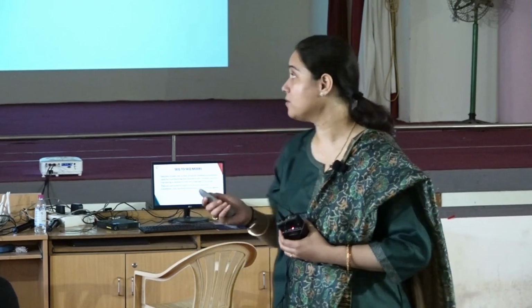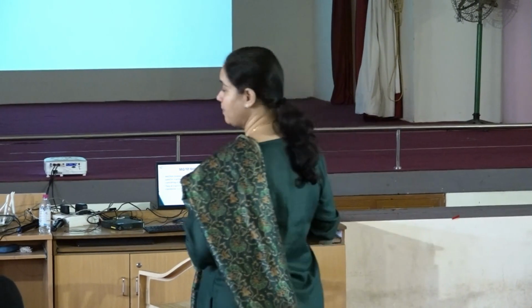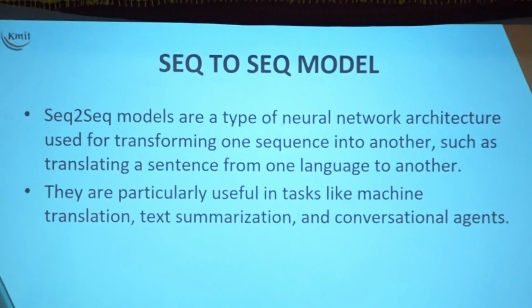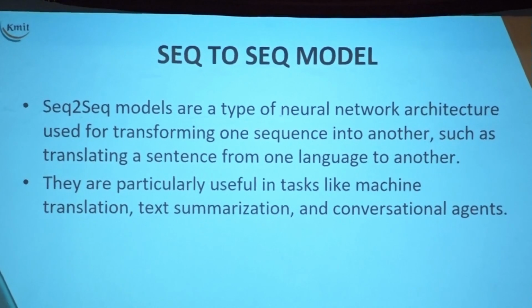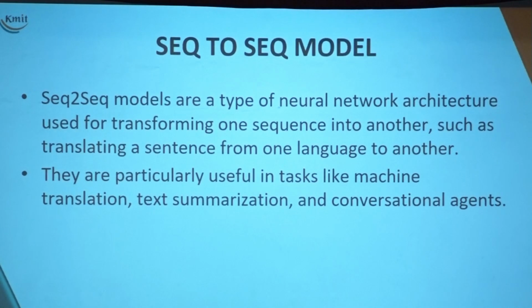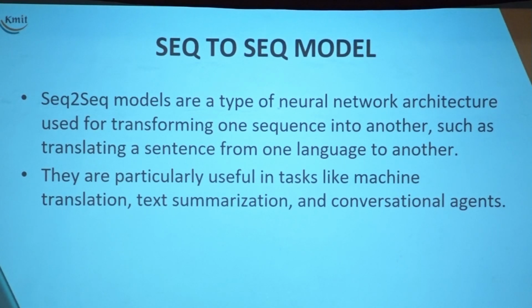Okay, so sequence to sequence models are also a type of neural network architecture which are used for transforming one sequence into another. So, what do you understand? You take one sequence and transform it into another sequence. This will be a typical example of a language translator, wherein I say, hi, I am Priyanka, and the language translator will say, Namaste, मैं Priyanka हूँ. So, I am going to translate from one language to another language.